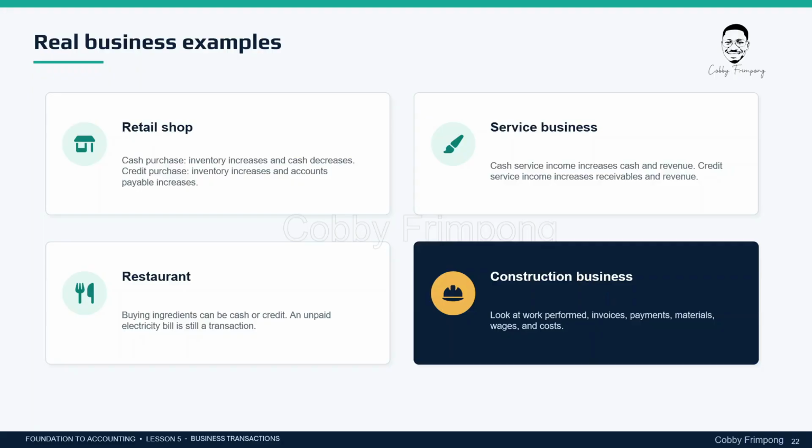In construction, signing a contract alone may not always be enough to record revenue immediately. We must look carefully at what has actually happened financially.